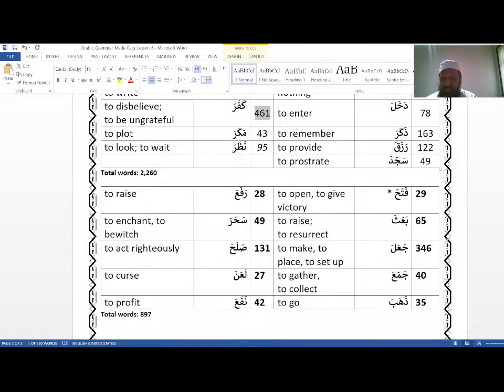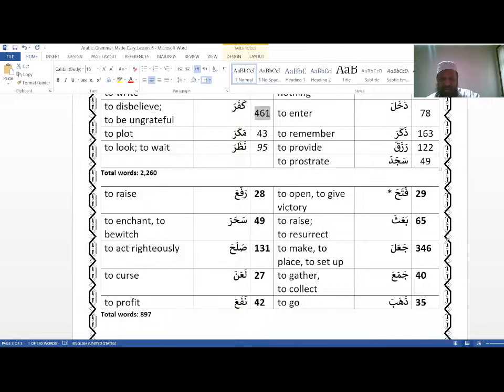Jama'a, jama'u, jama'at, jama'ata, jama'na, jama'ta, jama'tuma, jama'tum, jama'ti, jama'tuma, jama'tunna. I gathered will be, yes, correct, jama'tu. And we gathered, we collected, jama'na.